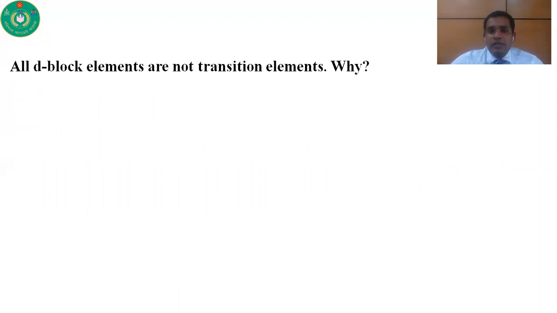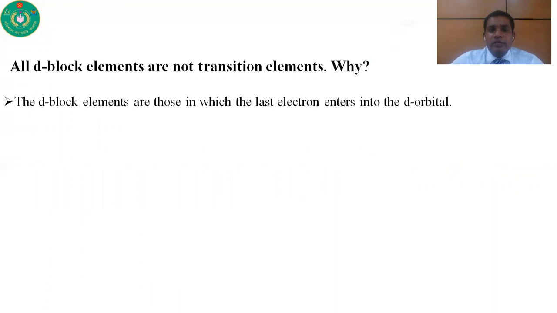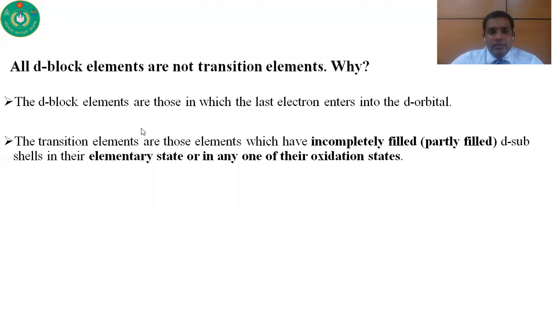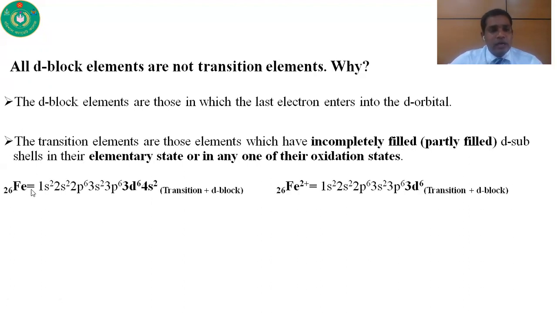All d block elements are not transition elements. Why? Previously we learned that d block elements are those in which the last electron enters into the d orbital, and transition elements are those which have incompletely filled, that means partially filled, d orbitals in their elementary state or in their oxidation state. Here is an example. Iron, its atomic number is 26, its electronic configuration is 1s2, 2s2, 2p6, 3s2, 3p6, 3d6 and 4s2. As its last electron enters into the penultimate shell, that means 3d6, it is called a d block element. And as its d orbital is partially filled, not complete, that's why it is called a transition element. And when it forms an ion, you can see there is also an incomplete d orbital. So this is both transition and d block.